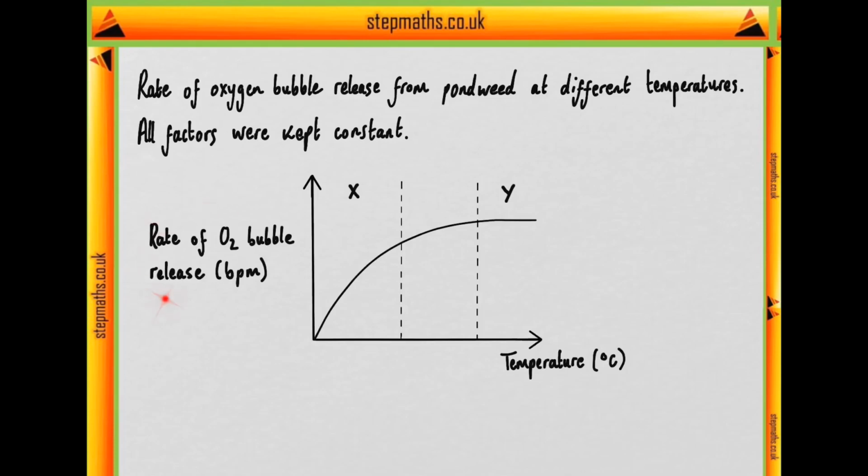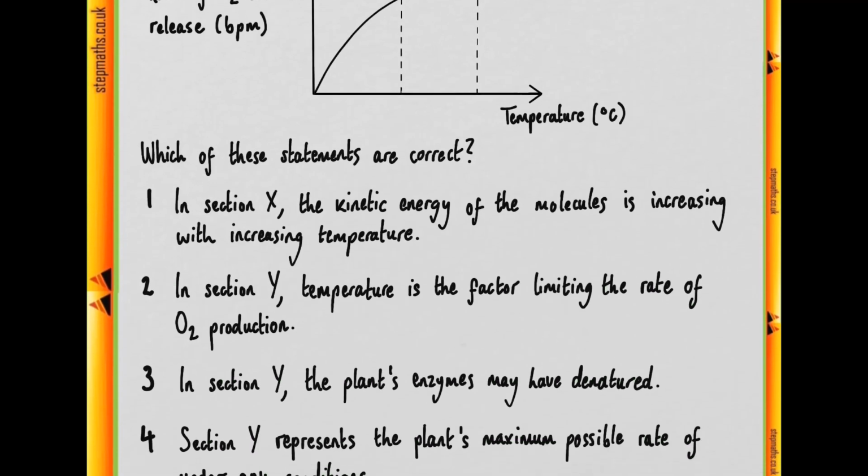So we can see that the rate of oxygen bubble release in bubbles per minute increases and then plateaus at higher temperatures. So based on that, we're asked which of the following statements are correct. So here are our statements.